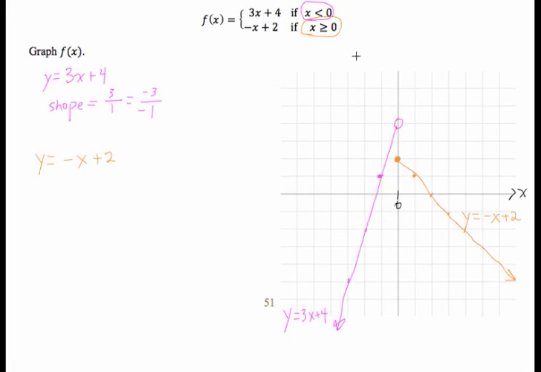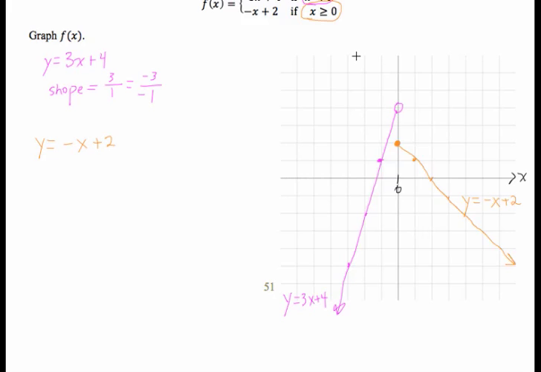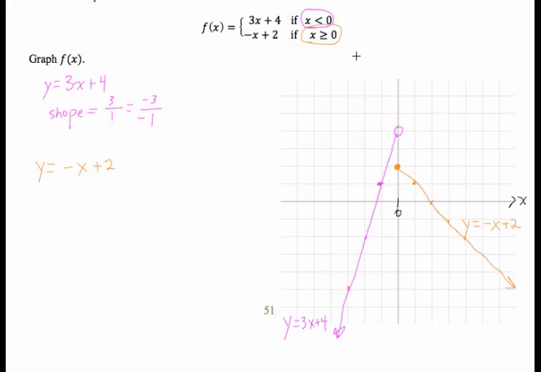Okay, that's it for piecewise functions, and that's actually all for Chapter 8. So next we will start up on Chapter 9.